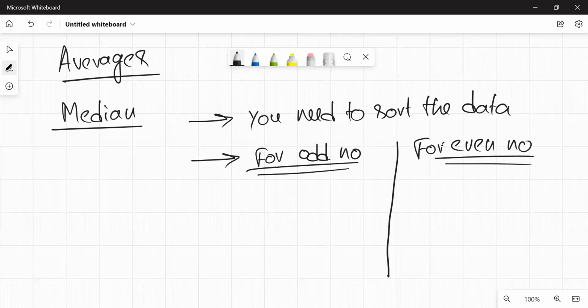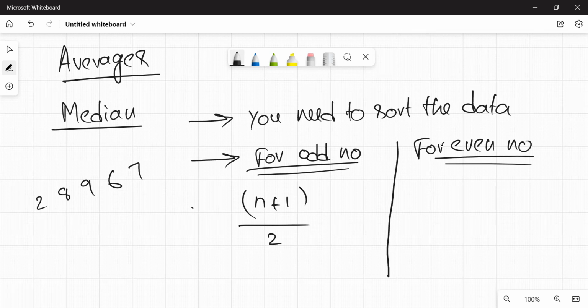So how do we calculate that? For odd numbered data, the first step, which is common for both odd and even number data, is to sort the data. Then if it is odd number data, you follow this formula: n plus 1 divided by 2. Let's imagine we have these numbers, for example 2, 8, 9, 6, and 7. How do you find the median for this?